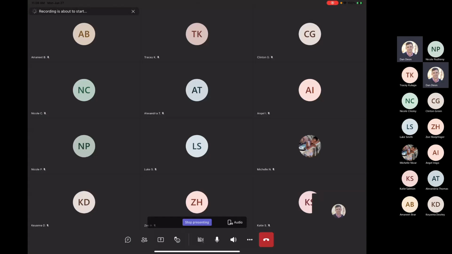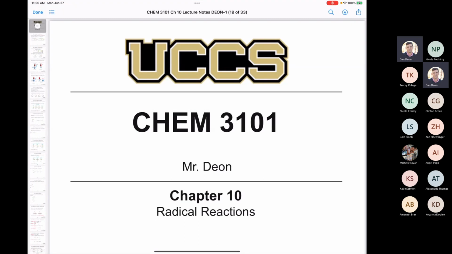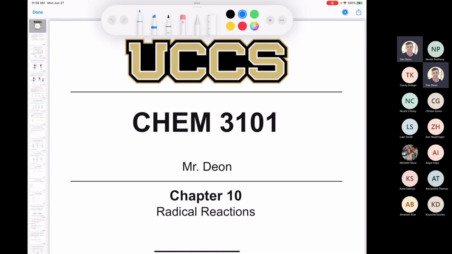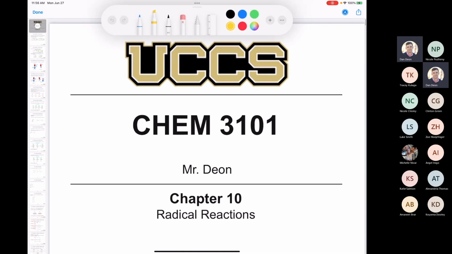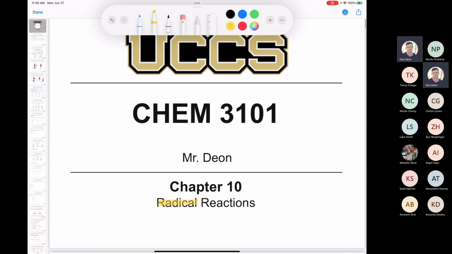Chapter 10. Let's do it. All right, here we go. Chapter 10, which deals with radical reactions. Hopefully you remember that you would have seen radicals a little bit in General Chemistry 1, in things like nitrogen monoxide. Radical just means an unpaired electron. So unpaired electrons are what we're dealing with when we're talking about radicals.